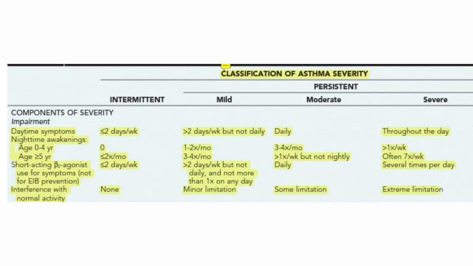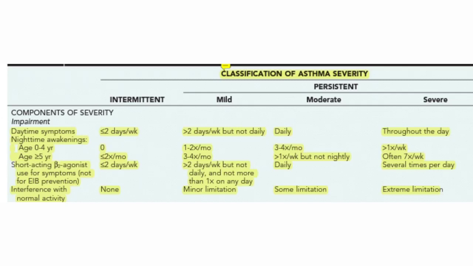And in age more than 5 years, less than 2 nights per month is intermittent, and in mild 3 to 4 nights per month, in moderate more than one per week but not every night, and in severe you will get symptoms every night. So you should remember all this.